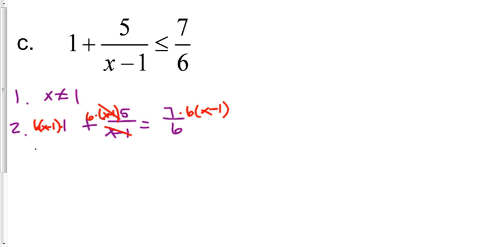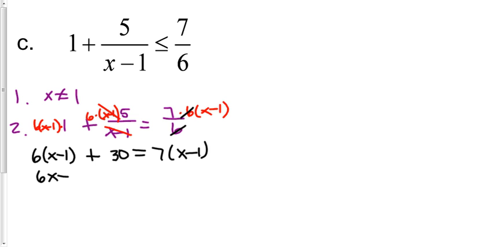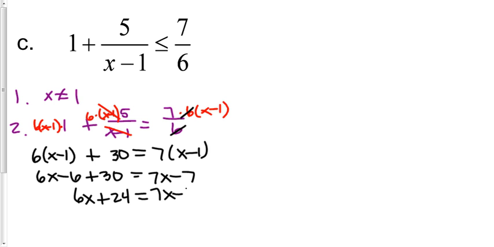Okay, so now what do we have? I have 6 times x minus 1 plus the x minus 1's cancel out, and I have 6 times 5 or 30 equals, on the other side here, the 6's will cancel out, and I'll have 7 times x minus 1. Okay, so let's use the distributive property. I have 6x minus 6 plus 30 equals 7x minus 7. Put my like terms together, negative 6 and 30 gives me 24. So 6x plus 24 equals 7x minus 7.